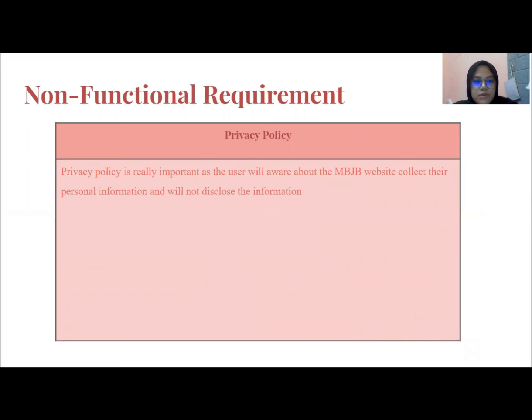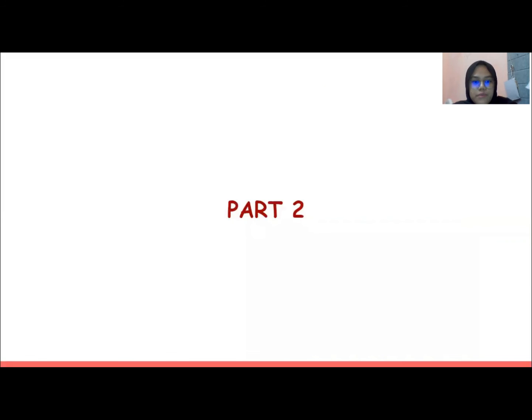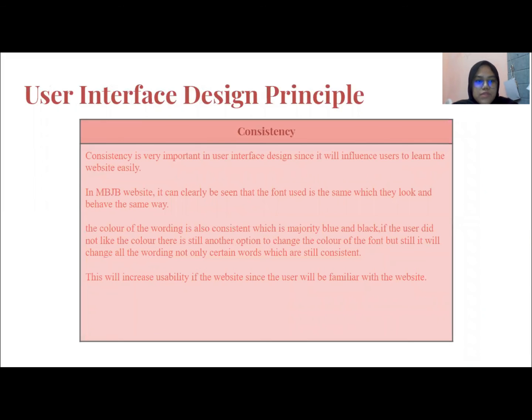Next is the non-functional requirement, which is privacy policy. Privacy policy is very important as the user will be aware that the MBJB website collects their personal information, and will not disclose the information. Okay, part two is the user interface design principle.